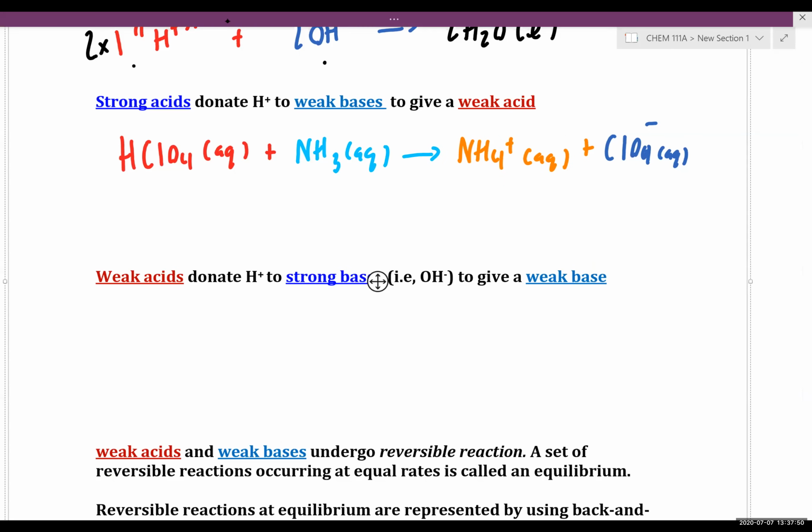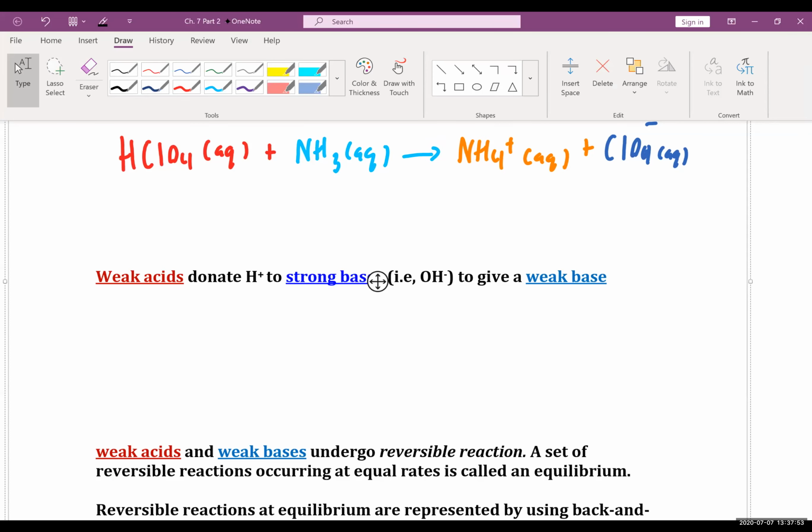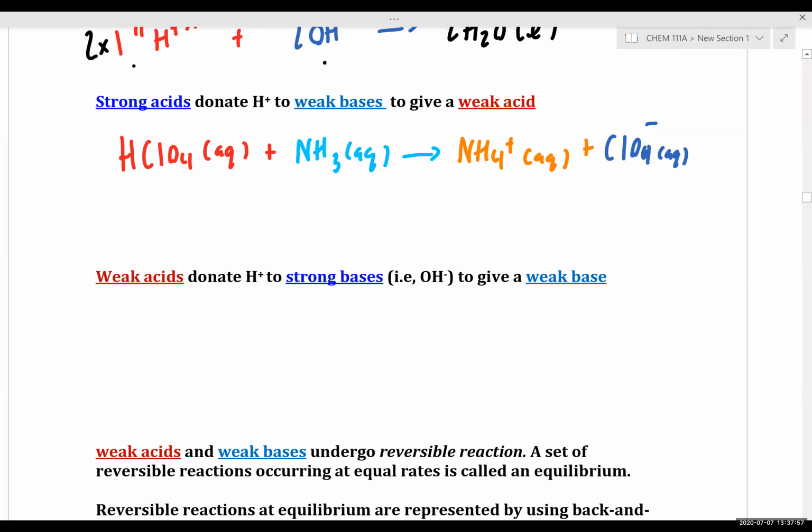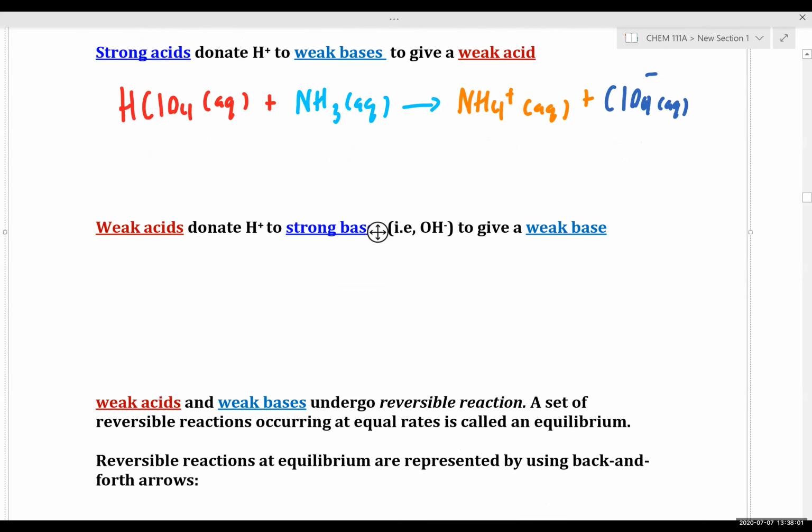Now, what about weak acids? So let's suppose you have a weak acid. What would an example of a weak acid be? Sure, hydrosulfuric. So we have H2S aqueous.